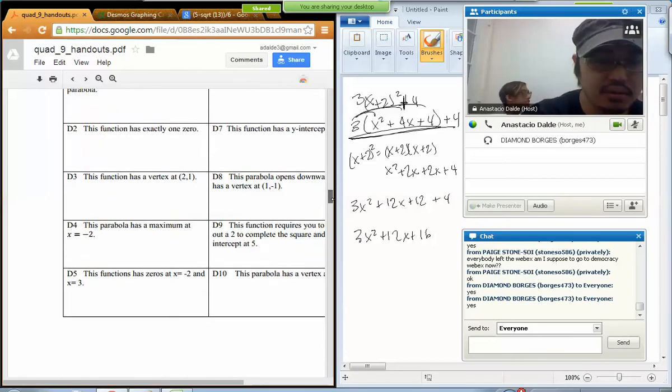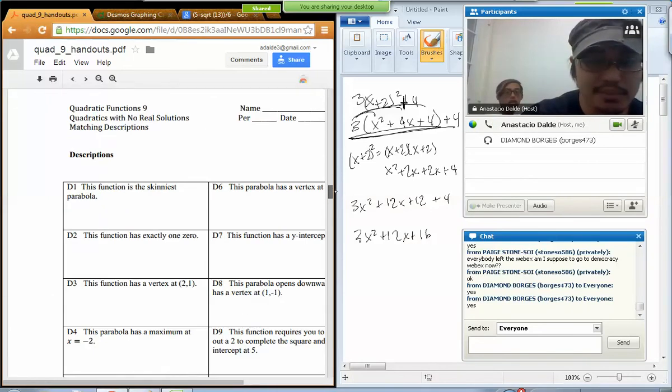Oh, cool. You can have matching descriptions. We're going to play this matching game. I think that would be fun.